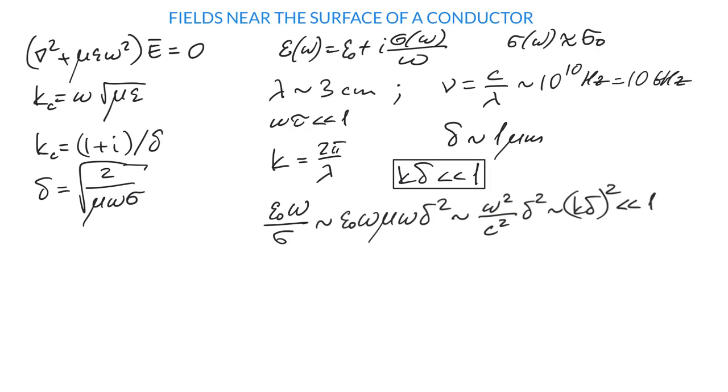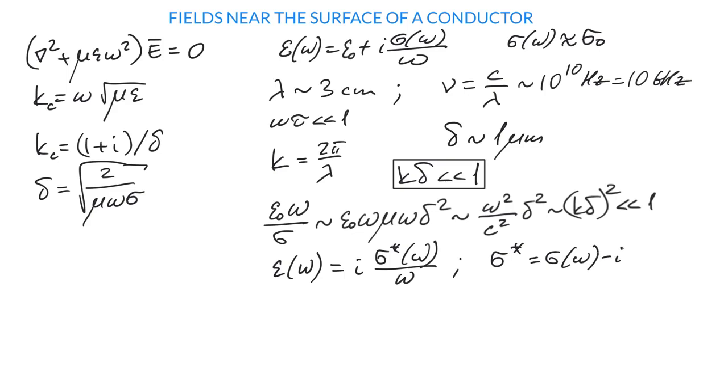To keep things compact, we can define a new quantity that we can call sigma star of omega, such that epsilon of omega is defined simply like this. So this sigma star would be equal to sigma of omega minus i omega epsilon naught. Now, if we're only interested in the leading terms in k delta, then the difference between sigma star and sigma will be negligible.